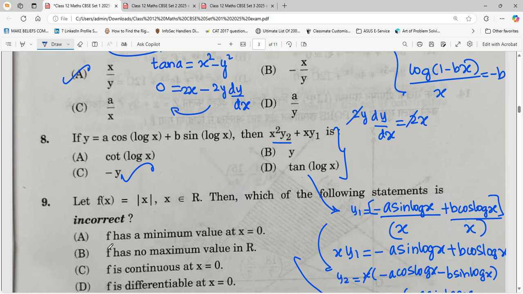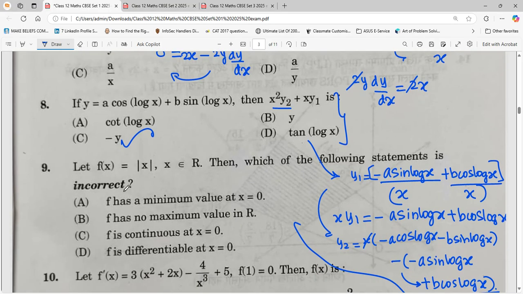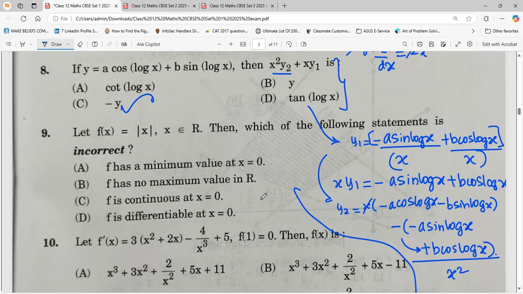This is not really a 1 mark question. This question doesn't deserve a 1 mark for it, as in it should have been in 2 marks or 3 marks. But however, we can still solve this question and get the correct answer. For 9th question, you don't have to solve the graph of mod x.